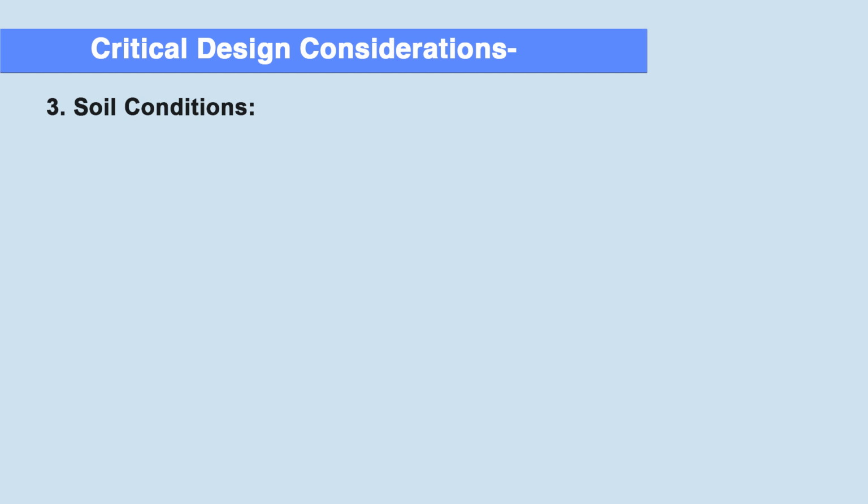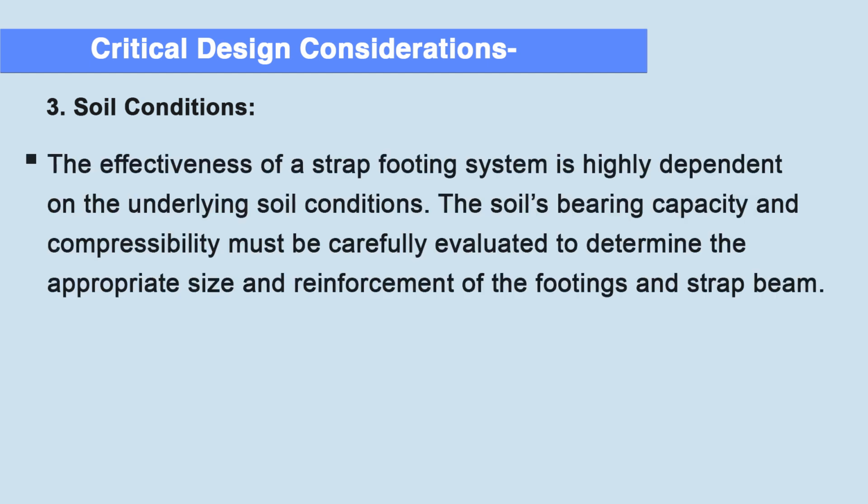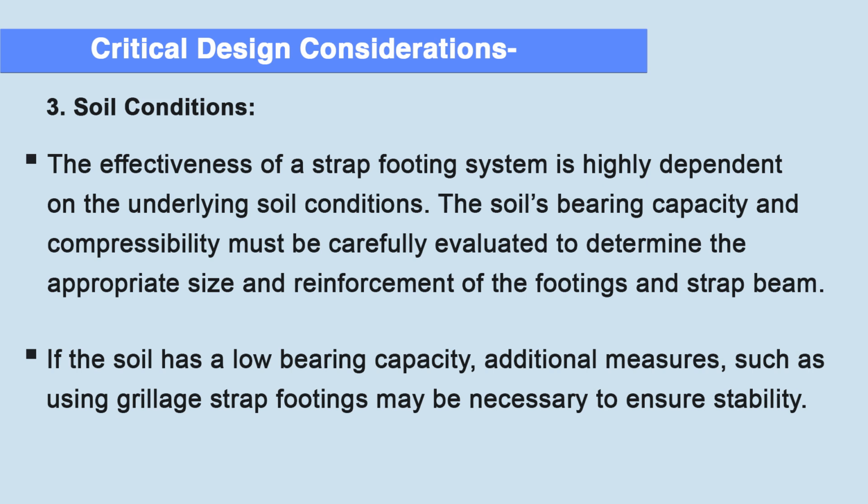Then the next is soil conditions. The effectiveness of a strap footing system is highly dependent on the underlying soil conditions. The soil's bearing capacity and compressibility must be carefully evaluated to determine the appropriate size and reinforcement of the footings and strap beam. If the soil has a low bearing capacity, additional measures such as using grillage strap footings may be necessary to ensure stability.